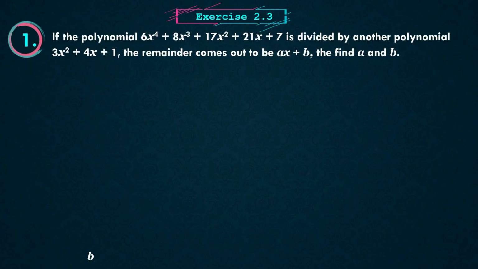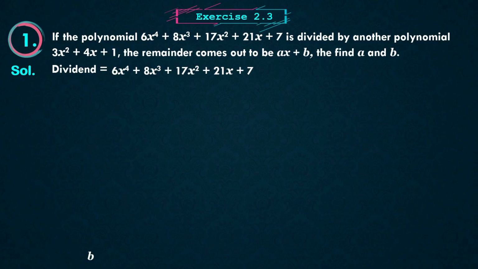Now let us solve the next question. We are given that the polynomial 6x to the power 4 plus 8x cubed plus 17x squared plus 21x plus 7 is divided by another polynomial 3x squared plus 4x plus 1. It is also given that the remainder is of the form ax plus b. We have to find the values of a and b. First, let us identify the terms. The dividend is 6x to the power 4 plus 8x cubed plus 17x squared plus 21x plus 7. The divisor is 3x squared plus 4x plus 1.